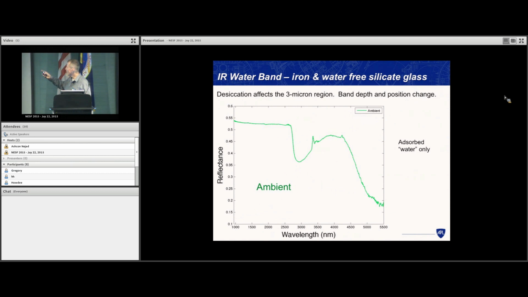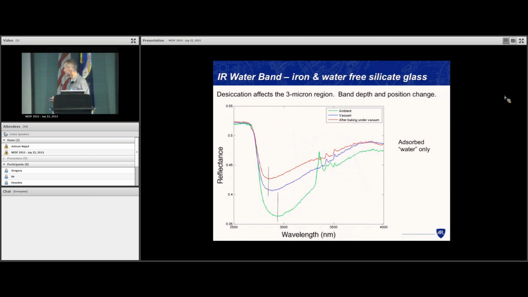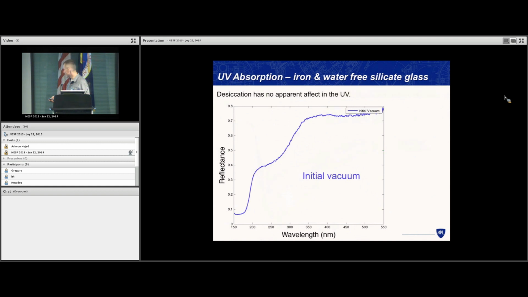This is an iron-free glass which has no internal water in it, and of course should have no iron in it. And there we go. It does. This band, of course, changes as you desiccate it in the infrared, and it changes position as expected as you go from water to adsorbed OH. In the UV, the band position does not change at all, as shown here.